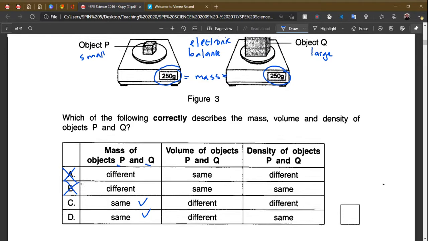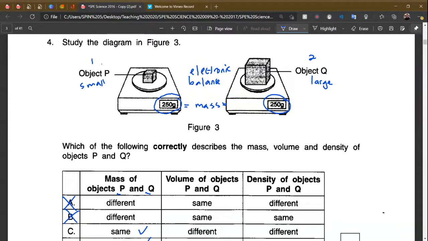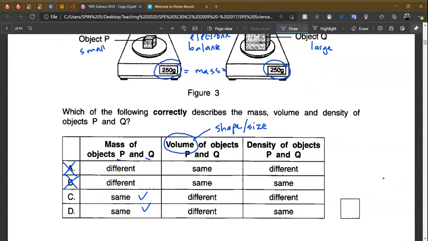Now, between C and D, when we talk about the volume of an object, we talk about the shape or the size. In this case, you can see that both of them have the same shape, which is cube. And you can see that object P is smaller than object Q. Therefore, the volume are different. That's why it's different.